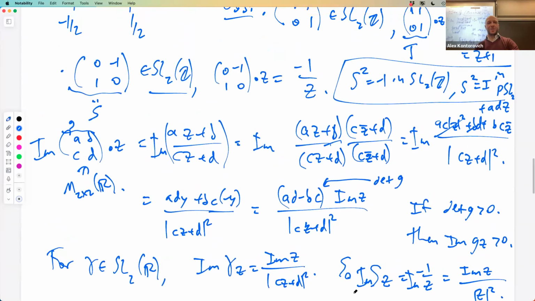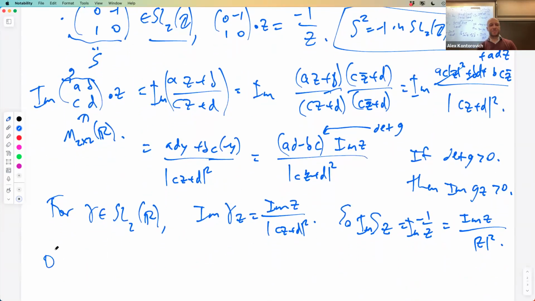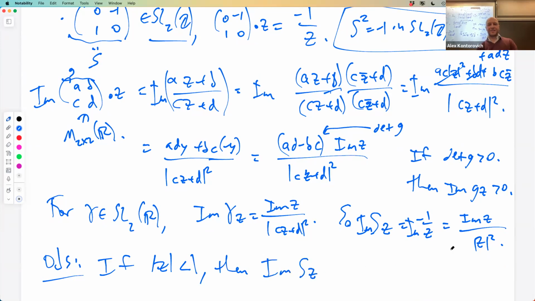Okay, so here's an observation. If the absolute value of Z is strictly less than 1, then we're dividing by a number less than 1, and the imaginary part of SZ is strictly larger than the imaginary part of Z itself. And that suggests an algorithm.